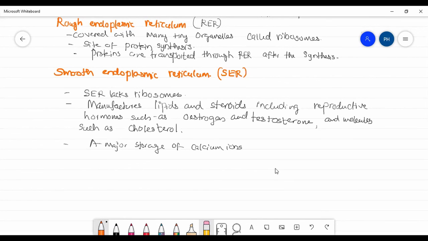Then there is the SER. The smooth endoplasmic reticulum lacks ribosomes, so it is similar to the endoplasmic reticulum, and it manufactures lipids and steroids, including reproductive hormones such as estrogen and testosterone, and molecules such as cholesterol. And smooth endoplasmic reticulum also is a major storage of calcium ions.